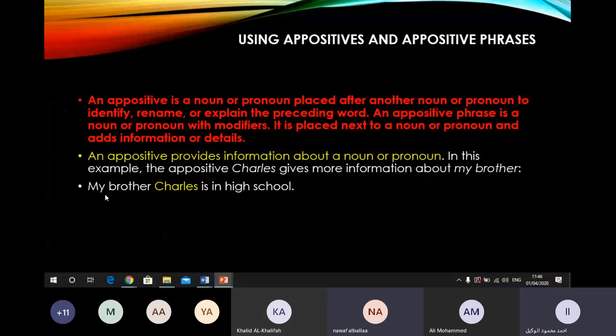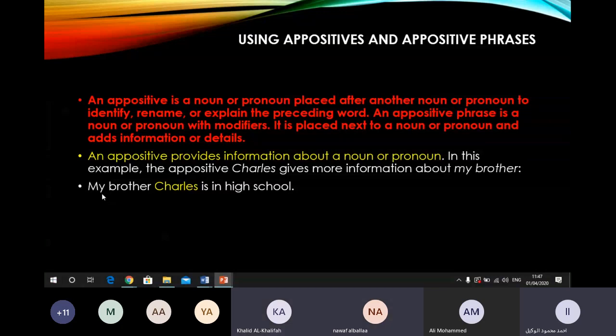So for example, I say my father Thamer is a doctor. Here you brought Thamer after my father. My father is a noun, Thamer is a noun, right? And you brought Thamer here to rename the father. Like when we say Omar the Divider was the second Khalifa for the Muslims.